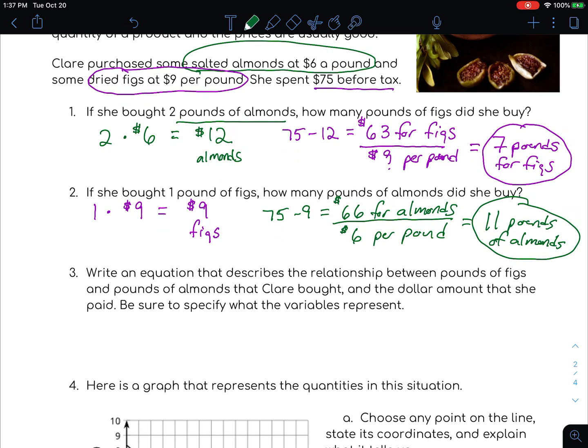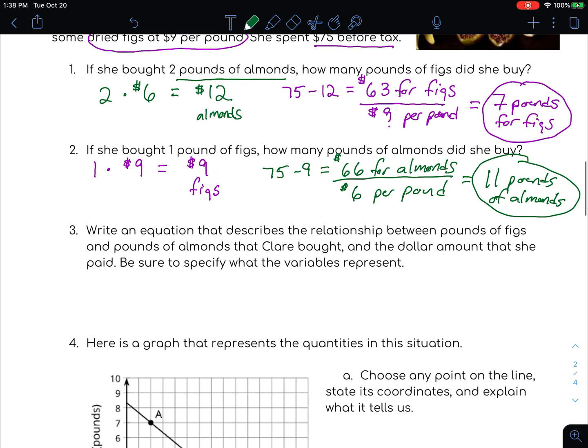Notice when we were doing that, we were kind of reasoning through the problem, but we can actually describe this situation with an equation, and that might actually be faster for helping us solve. So number 3 says, write an equation that describes the relationship between the pounds of figs and the pounds of almonds that Claire bought and the dollar amount that she paid. Be sure to specify what the variables represent.